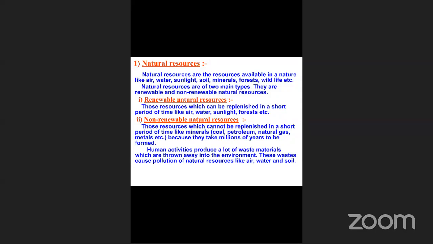Okay, children. Today we'll start the lesson in the PDF. Yesterday we started sustainable management of natural resources.